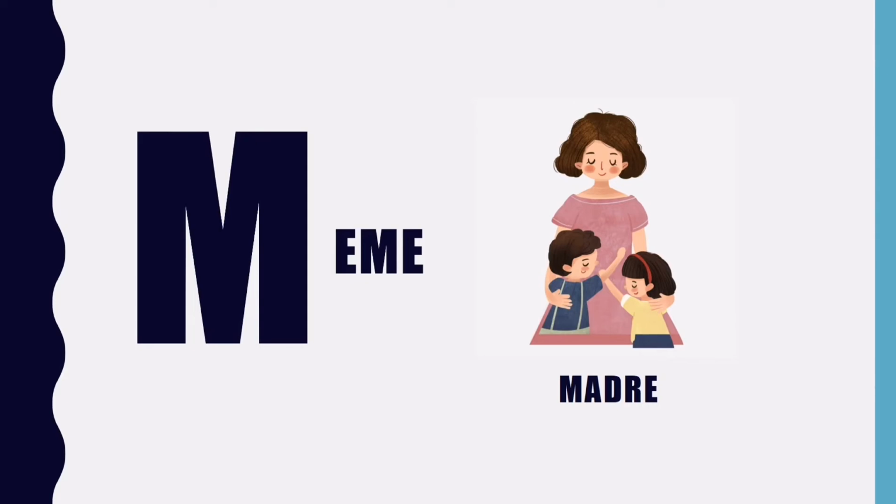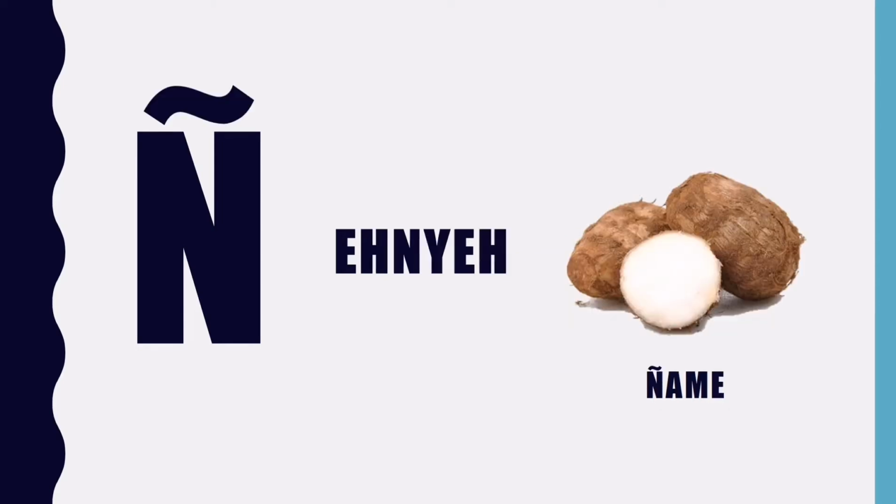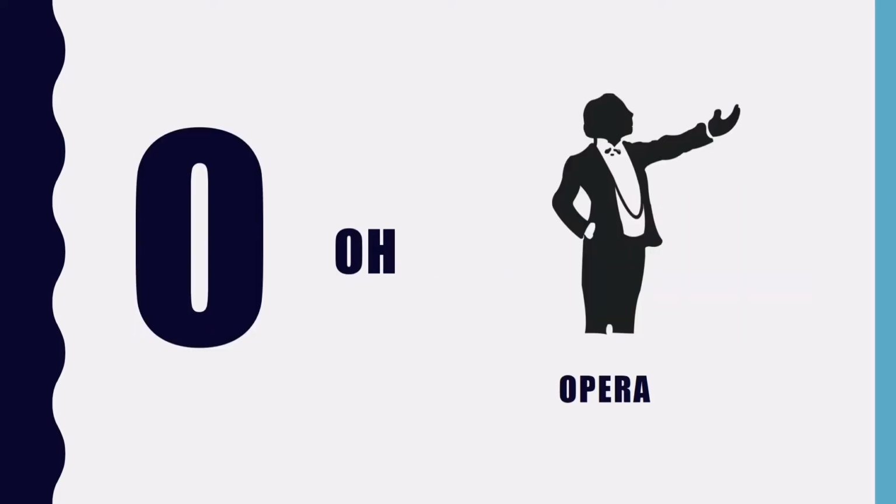The letter M is pronounced M, like madre. The letter N is N, like nadar. We have another special letter in Spanish. It's called eñe. The ñ is a normal N, but it has a tilde. It's called a tilde, this accent above the N, like the word ñame. So we pronounce it ñ, like ñame. You emphasize a little bit on the letter N. Not name, ñame. We have the letter O.